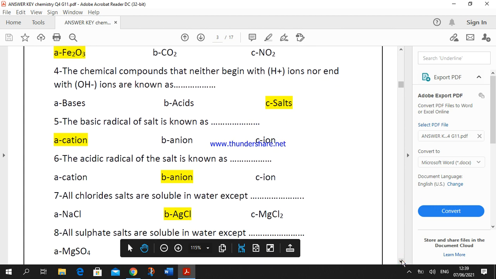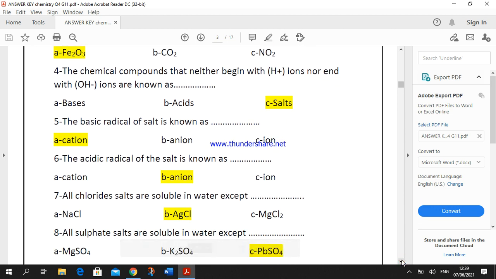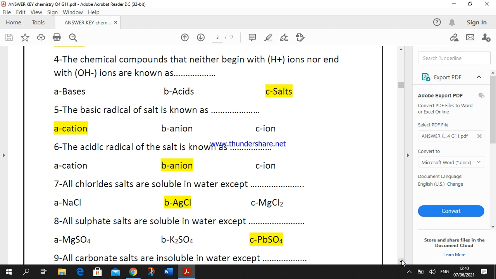The basic radical of the salt is known as the cation. Listen to me. The salt consists of 2 radicals. The first radical, known as the cation, represents the basic radical or the positive ion of the salt, while the second radical, written second, is known as the anion. It refers to the acidic radical and represents the negative ions of the salt. So question number 6: the acidic radical is known as the anion.